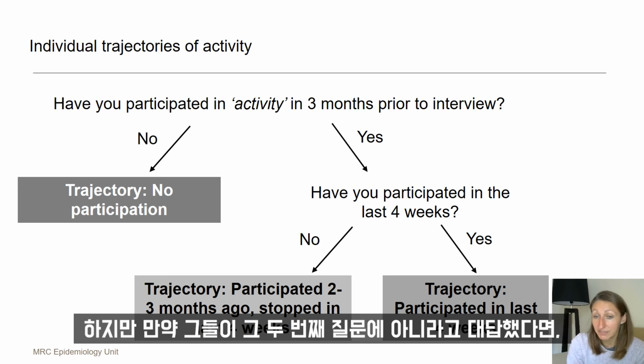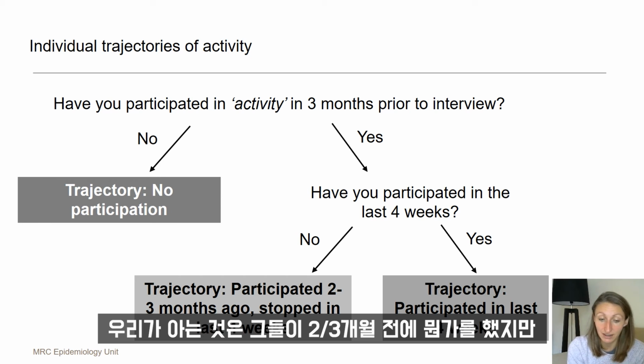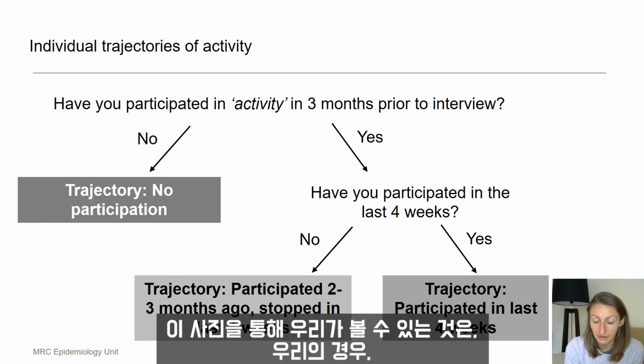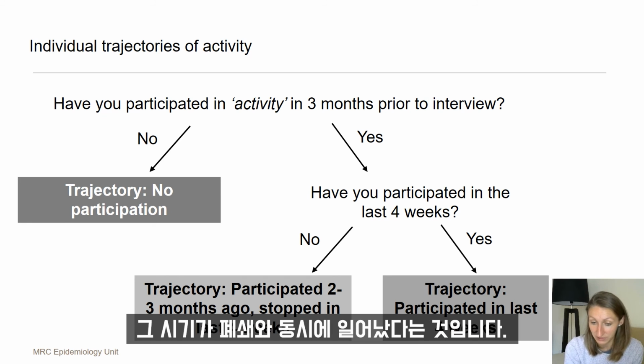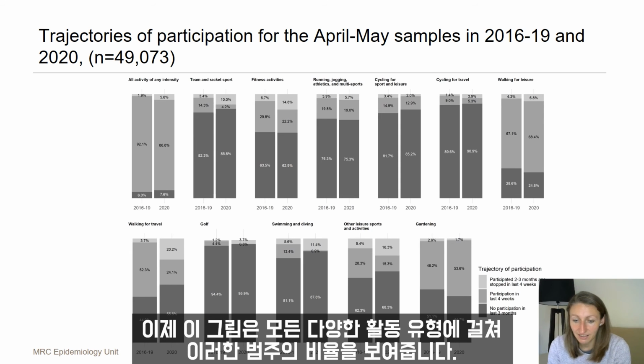But if they said no to that second question, then what we know is they've done something in the 2 to 3 months beforehand, but they stopped in the last 4 weeks. So what this enables us to look at is, in our case, people who were doing an activity in sort of January, February time, and then stopped in this month, which coincided with lockdown. And this figure now shows the proportions in those categories across all the different activity types.